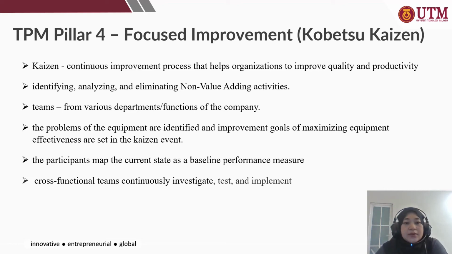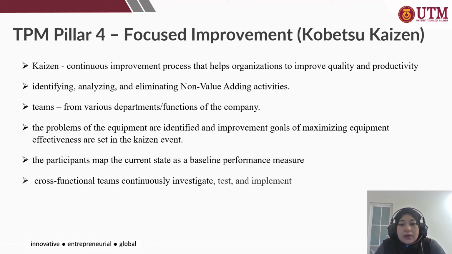So this Kaizen is a continuous improvement process that helps organizations to improve quality and productivity by identifying, analyzing, and eliminating non-value adding activities. From this focus improvement, we need to develop a team, or we can call it a cross-functional team, with people from various departments or functions of the company.